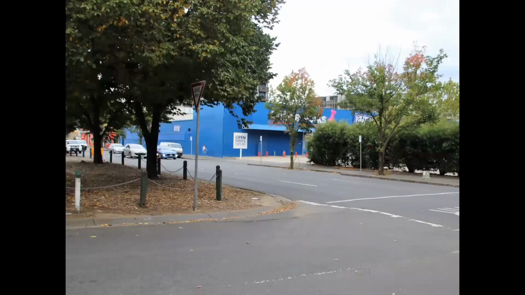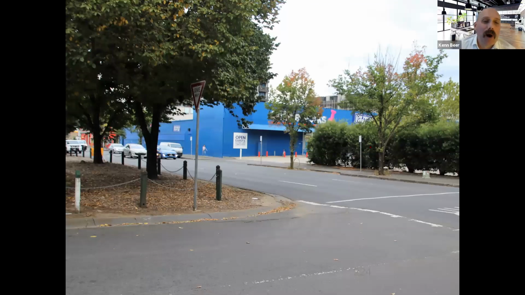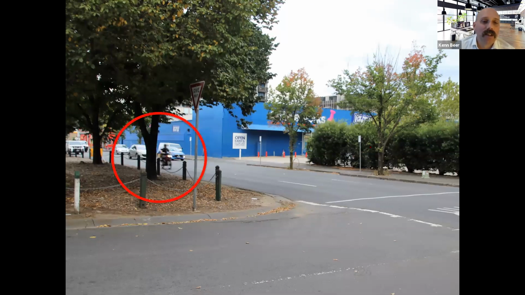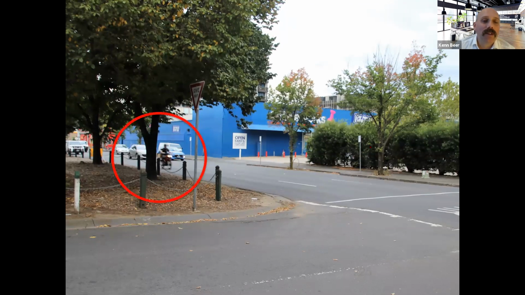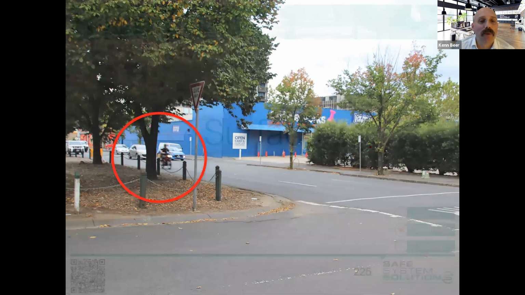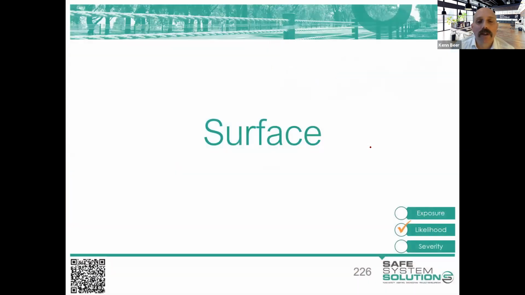So sight, being able to see a motorcyclist, they're obviously smaller, they get hidden behind things. Here you can see an intersection and there's a motorcyclist that's just hidden behind that tree. It's a fairly small thing, but something to be aware of as you think about likelihood of crashes at intersections. Can motorcyclists be seen? Are there things that might block the vision of the motorcyclist?